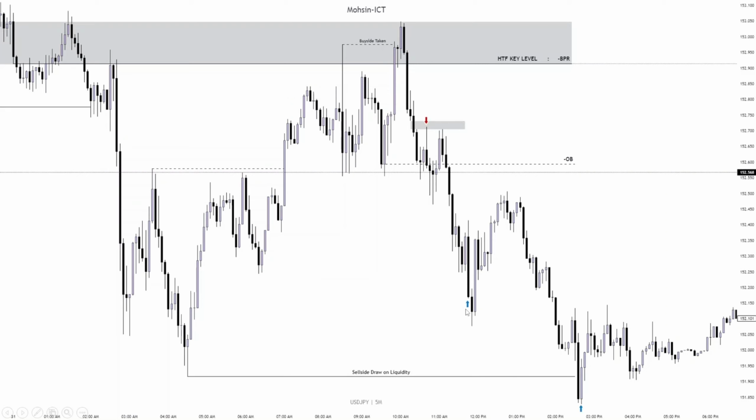Right here, took something off, and all position off right here. So that was all about the order blocks.